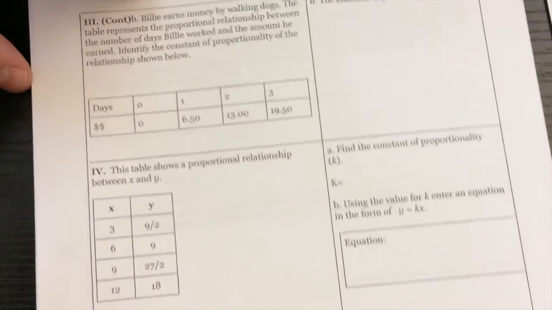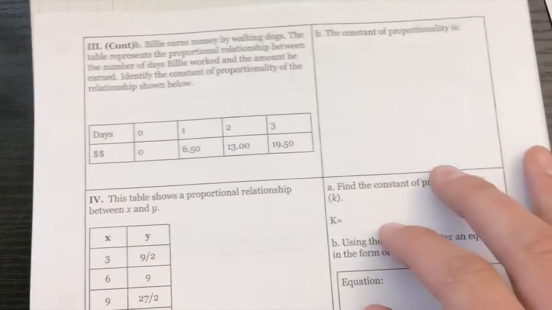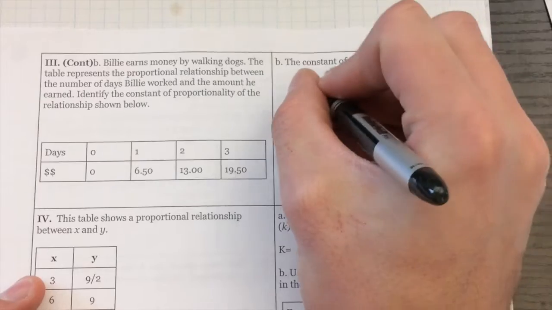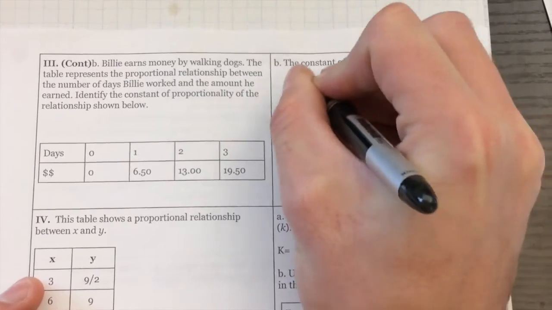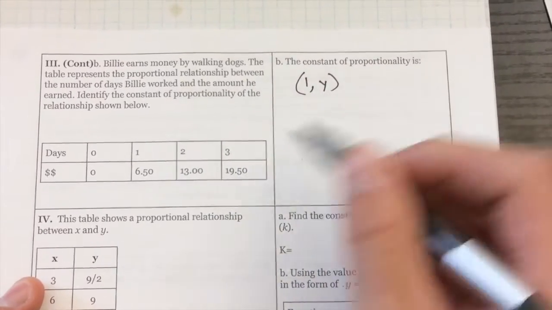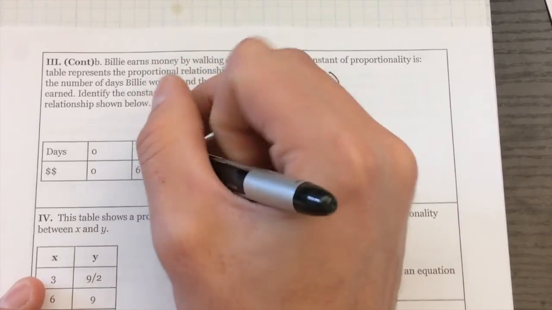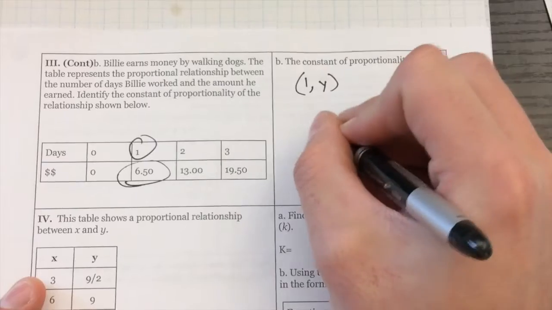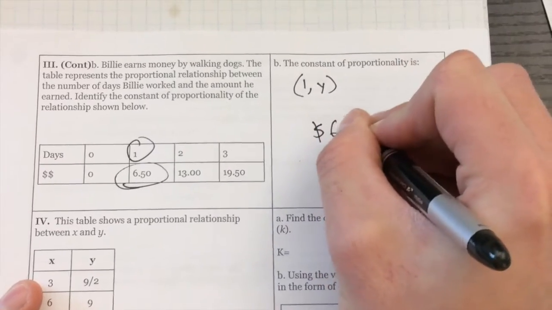On the back, you're being asked a similar question. But now we're finding the constant of proportionality in a table. So remember, just like I said, we're still looking for the unit rate or the constant of proportionality when x is 1. In this case, it's given to you in the table. When days is 1, the amount of money I pay is $6.50. So my constant of proportionality would be $6.50.